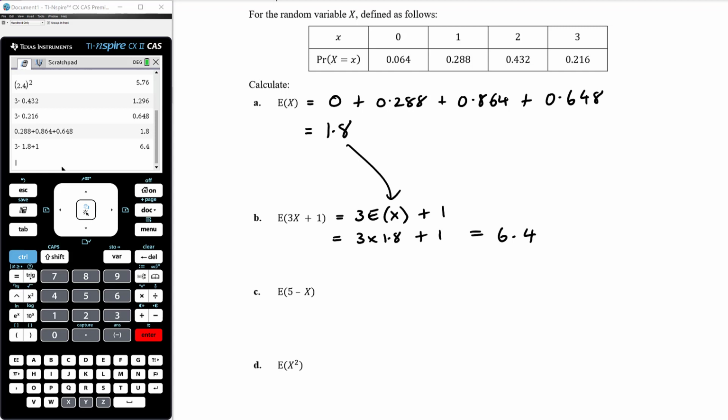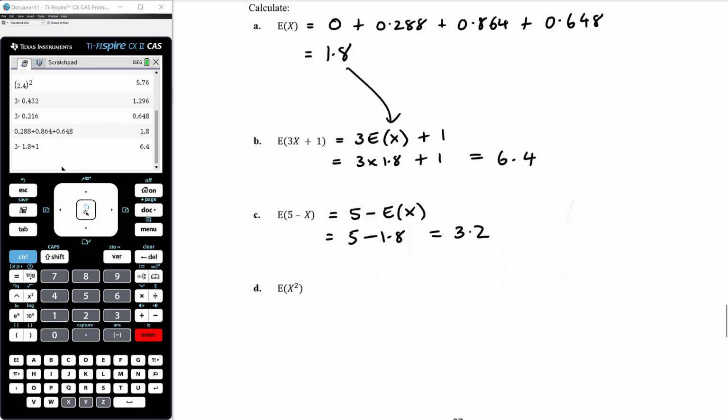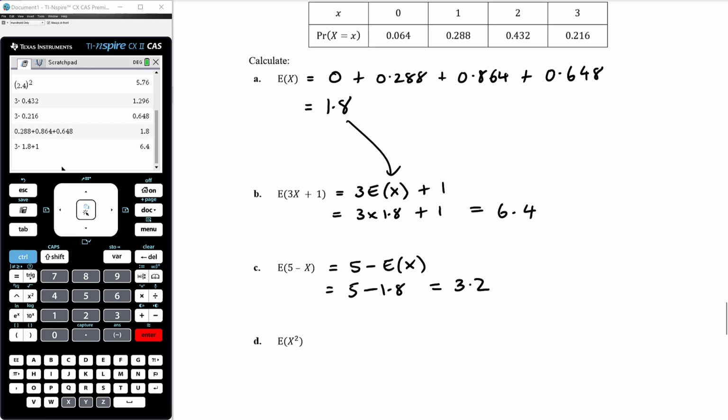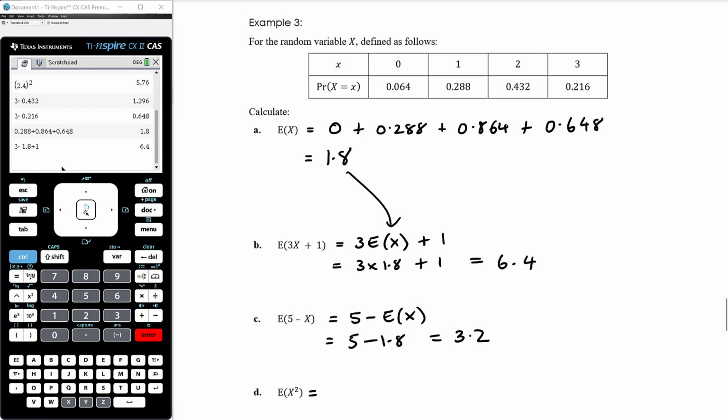Alright, if we have the expected value of 5 minus x, now again, this is a linear relationship here, okay? So this is just going to be the same as 5 minus the expected value of x. So that's just going to be 5 minus 1.8, which is going to be 3.2. Now, expected value of x squared, however, we actually need to work out our new probability distribution.